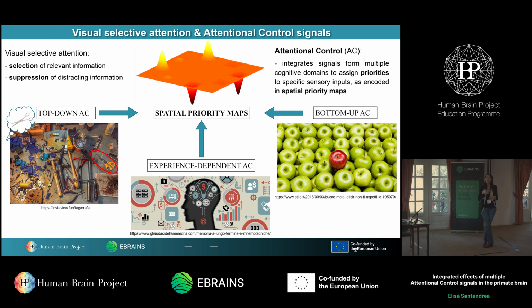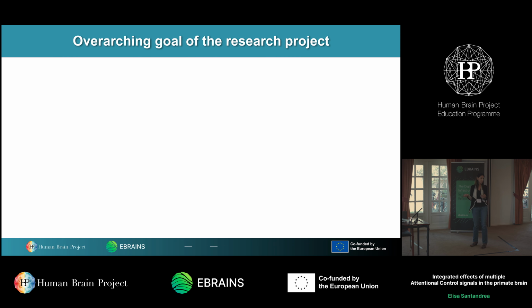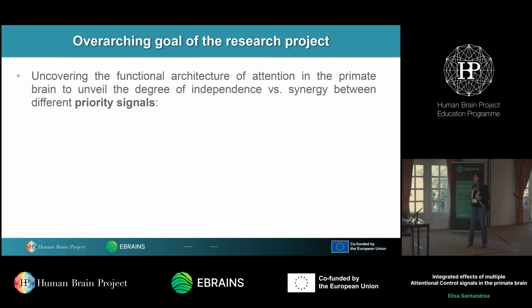All those signals have been long studied, and we know a lot about the neural basis of all these types of signals. But the typical way to approach the study of those signals is in separate experimental contexts. And what is missing, and it's the general goal of the Macbrain project, is to understand how these different signals interact and contribute to the shaping of a unique attentional priority map and a unique computation of priority, which is the one that shapes our attentional choice in everyday life.